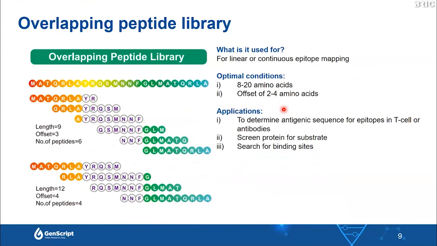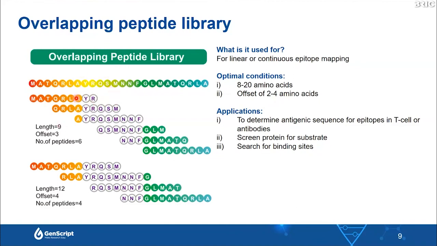So an overlapping library is typically used for linear or continuous epitope mapping. It is a series of short peptides, as shown here, overlapping each other. That's why it is named the overlapping peptide library, and the length of the peptide could be set according to how fine a resolution is required to define the epitope. Typically it will range between 8 to 20 amino acids, and the offset, that is the amino acid gap before the start of the next peptide, will preferably be 2 to 4 amino acids. The smaller the offset, the higher the resolution of the epitope.